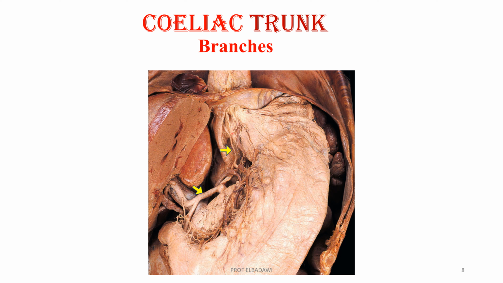Reaching the upper border of the lesser sac, it will curve downwards and to the right between the two layers of the lesser omentum along the lesser curvature of the stomach. Here it will end by anastomosing, as we can see here, with the right gastric artery, a branch of the common hepatic artery. Its branches will be to the esophagus, esophageal, and along the lesser curvature to the stomach. That is the first branch.